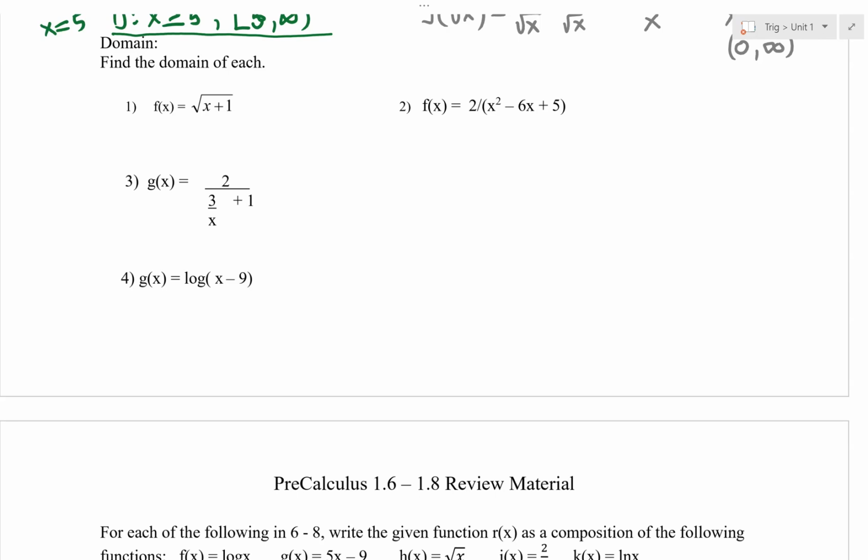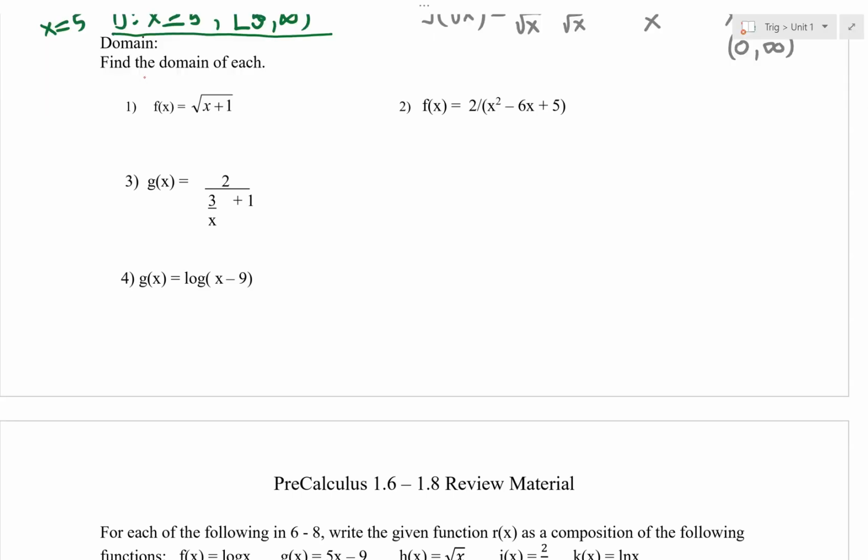All right, welcome back for part 2 of 1.6 to 1.8. We're going to finish up 1.7 and then move on to 1.8. We're still talking about domains. We're just going to go through each one of these, talk about what's going to happen in each one, and then move forward from there.